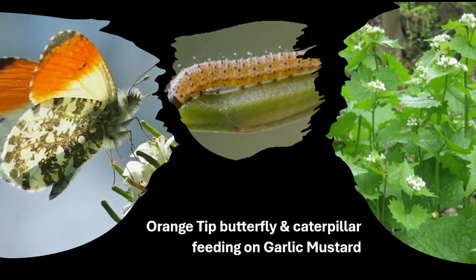If you weed garlic mustard out of your garden because you consider that wildflower a weed, then you are breaking the life cycle for that butterfly. So in our garden, we would actively encourage garlic mustard to survive and flourish so that the caterpillars have something to feed on.